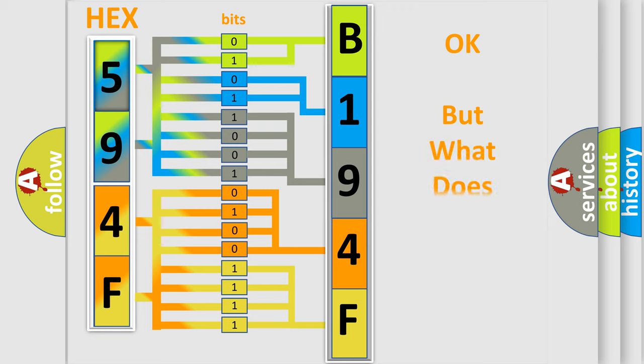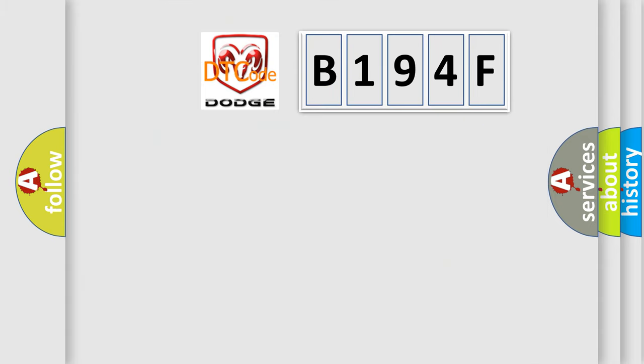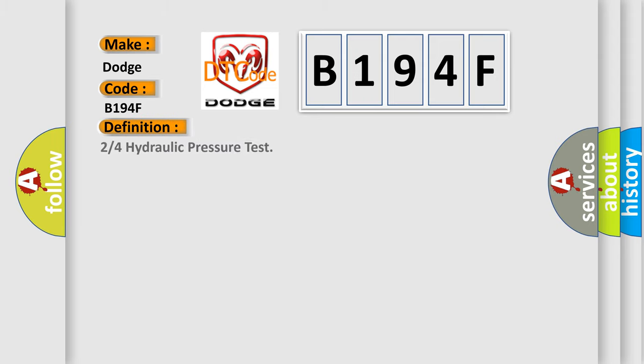The number itself does not make sense to us if we cannot assign information to what it actually expresses. So, what does the diagnostic trouble code B194F specifically mean for Dodge? The basic definition is 2 or 4 hydraulic pressure test. And now this is a short description of this DTC code.